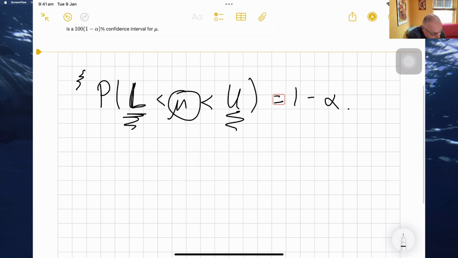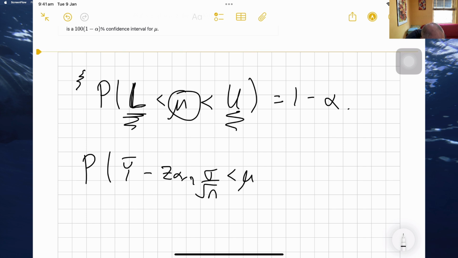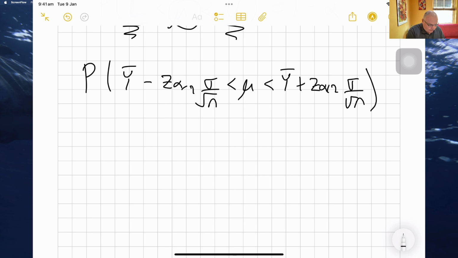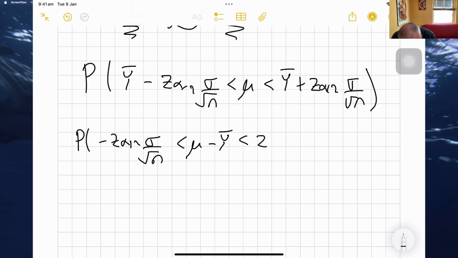Okay, so let's see how we're going to do this. We're going to start by writing our statement. So we've got y bar minus z alpha on 2 sigma on root n is less than our parameter, which is mu, which is less than y bar plus z alpha on 2 sigma on root n. And I'm going to slowly manipulate this. That's our starting point. The next thing we're going to do is take the sample mean off all parts of the inequality. So I'm going to write this as minus z alpha on 2 sigma on root n is less than mu minus y bar, which is less than z alpha on 2 sigma on root n.